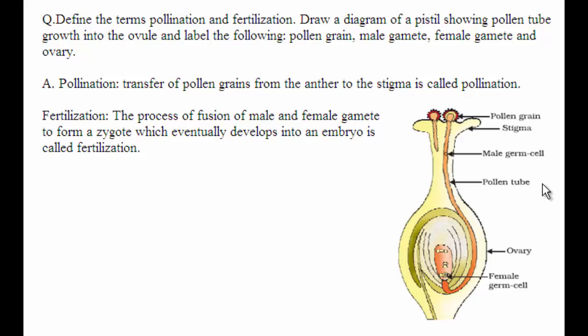Define the terms pollination and fertilization. Draw a diagram of a pistil showing pollen tube growth into the ovule and label the following parts: pollen grain, male gamete, female gamete, and ovary.